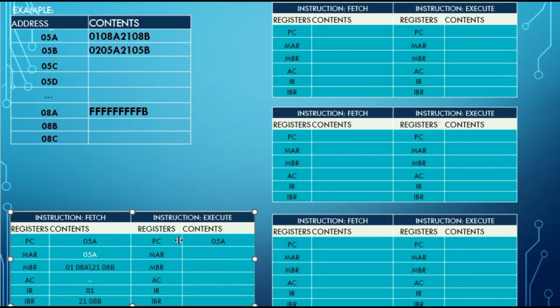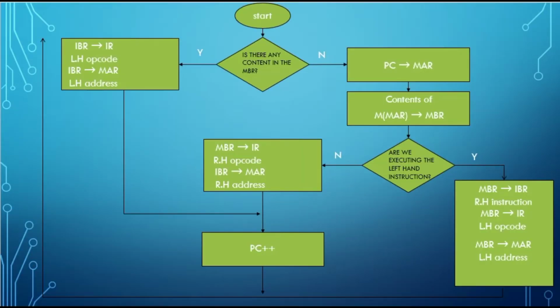So notice that here we have 05A as well, because we are still executing this instruction, meaning the program counter has not changed. So the program counter has not changed, meaning we are still in the execution cycle. So we're still in the fetch cycle, right? But now we are trying to execute this value.